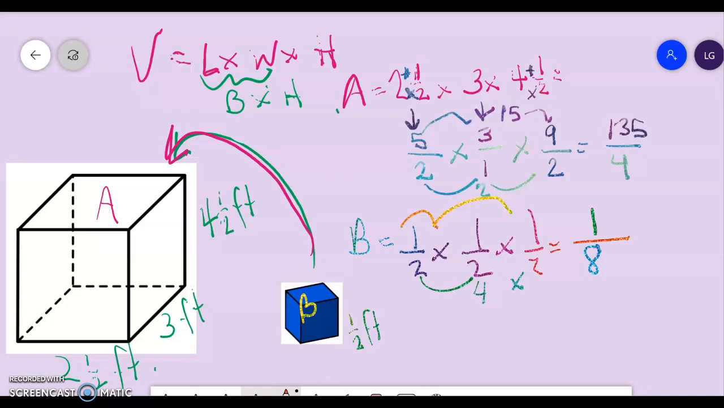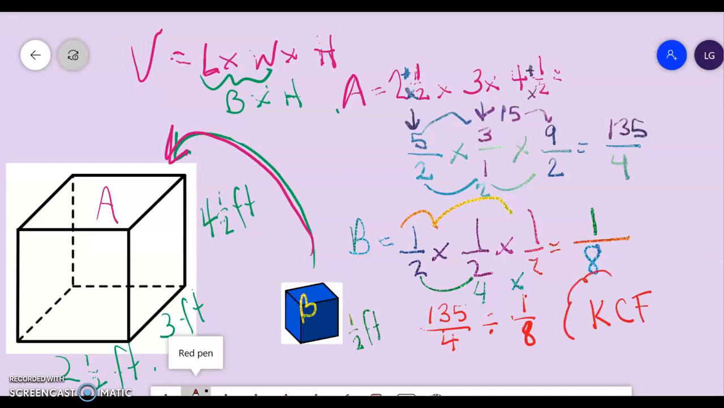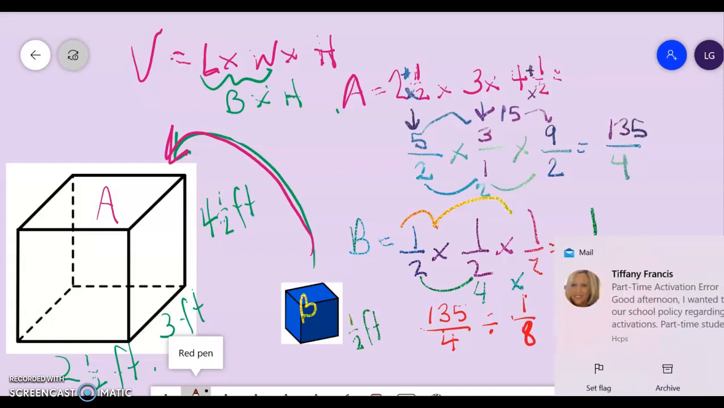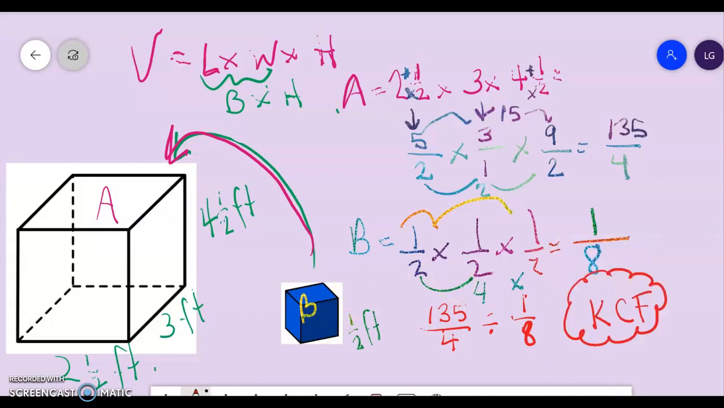Let me change up my pens here for just a moment. I'll do it in red. We're going to take that bigger cube, 135 over 4, and divide it by 1/8. So we're going to use the keep, change, flip method, and that's a good thing to write down in your notes because it will save you. And don't be confused with KFC, because it is not KFC, it's KCF.